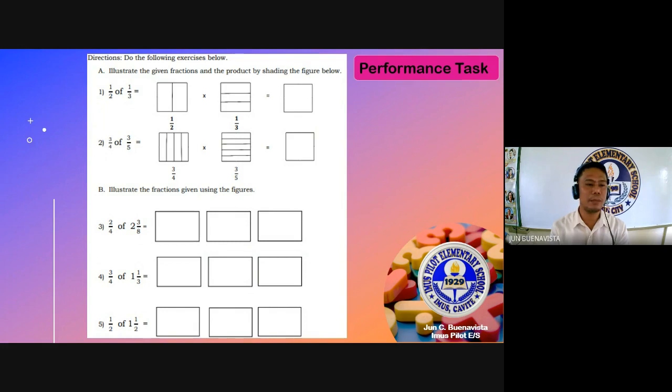Then letter B, illustrate the fractions given using figures. So we have number 3, 2/4 of 2 and 3/8. Number 4, 3/4 of 1 and 1/3. Then number 5, 1/2 of 1 and 1/2. So that is your performance task to be passed or uploaded to your Google Classroom.